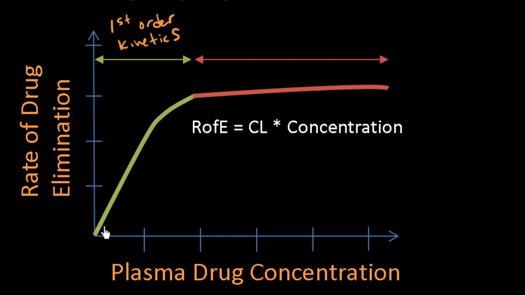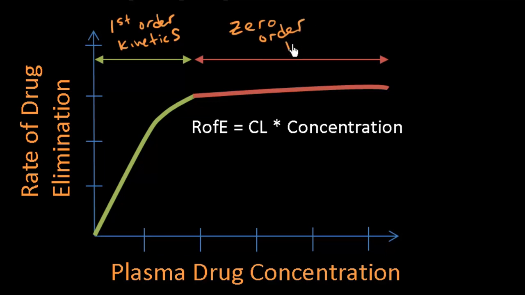And so notice that there is a proportional relationship here on this part of the graph. And if I wanted to figure out that proportional relationship, I need the proportionality factor, or the clearance. But after I've saturated all of my enzymes, I reach a certain point where, as I increase the plasma drug concentration, the rate of elimination does not go up anymore. That is zero order kinetics.